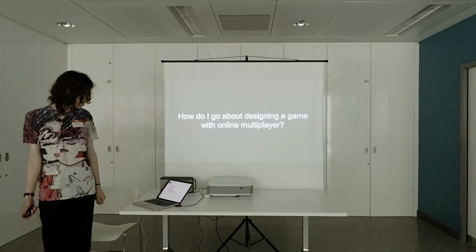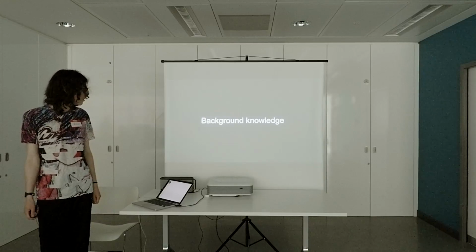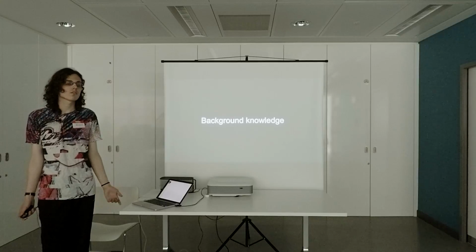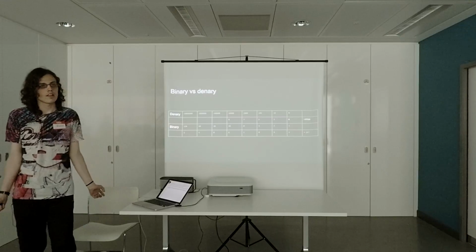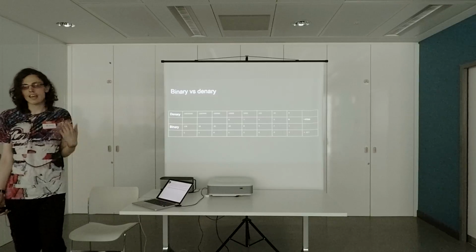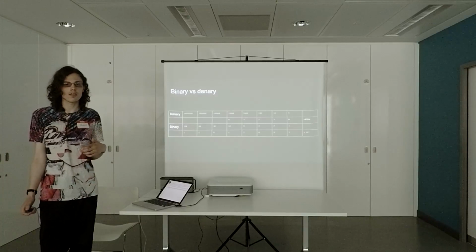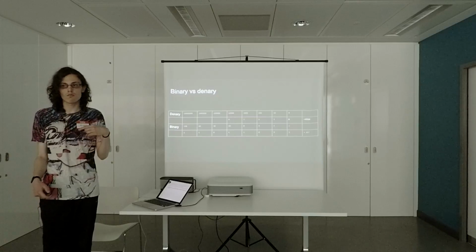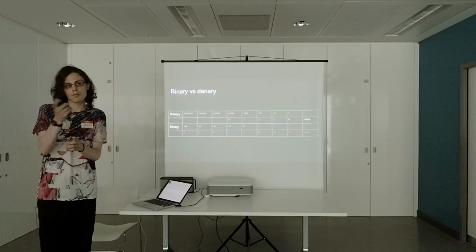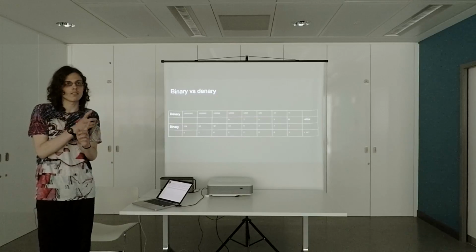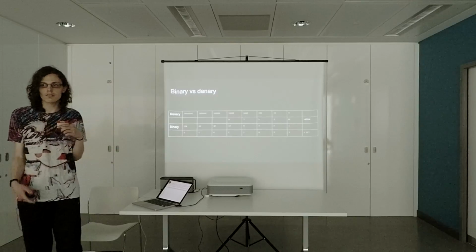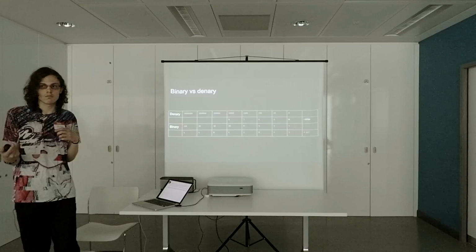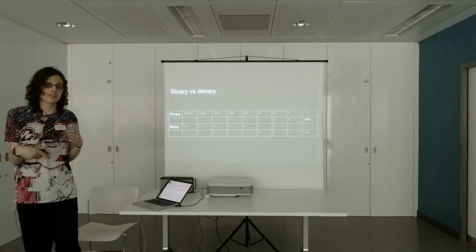All right, so background knowledge that you're going to need to know for technical stuff. The numbering system you know is called denary. This is a base 10 number system in that every time you reach 10, you increment the next number to its left. Binary is a base 2 number system, so every time you reach 2, it increments the number to its left.